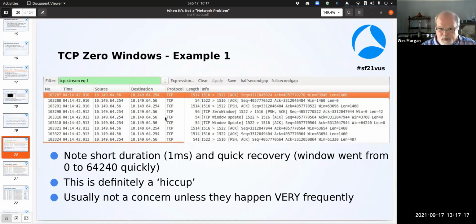That all took place within three milliseconds from beginning to end. Also note, the window was recovered quickly, within a millisecond. It went from a window of zero to having a full 64K available, almost. Okay, so this is a hiccup. This is a one-off, unless we were to see tons of them happening within a short period of time.